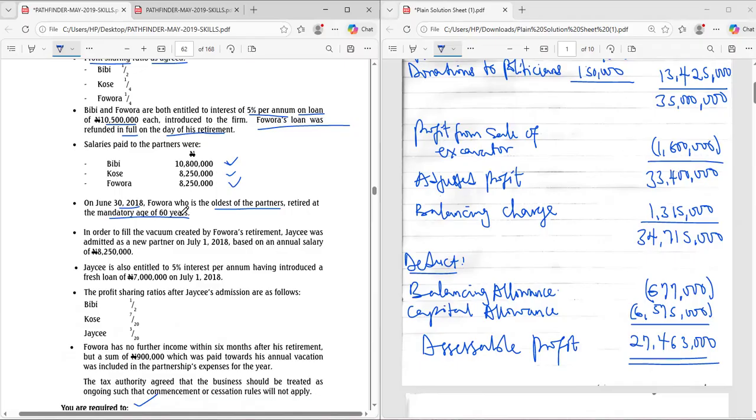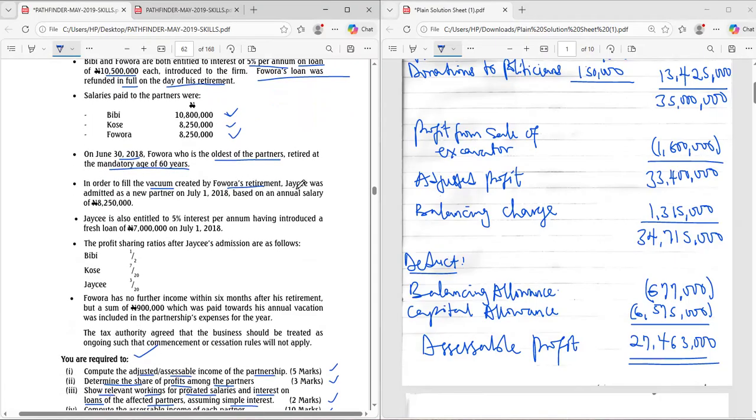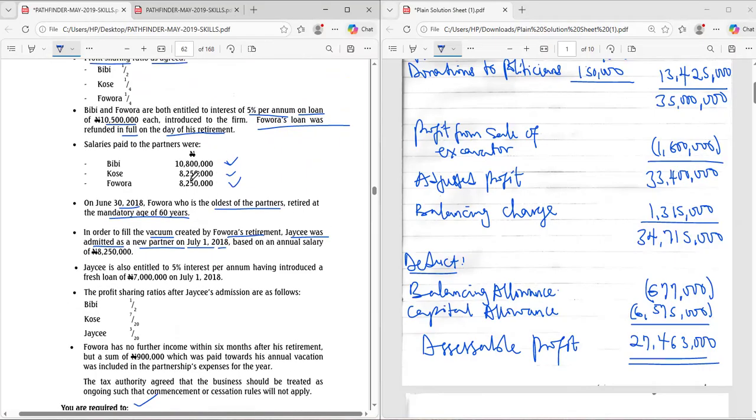You understand now? And I said, in order to fill the vacuum created by Powora's retirement, JC was admitted as a new partner on July 1st, 2018. So one thing you must understand here is that when did Powora retire? He retired 30th June 2018. Don't forget that the accounting year started from January and it ended in December. So it simply means that Powora is only entitled to anything that they make from January to where? June. Then the new person that came on board, JC, will be entitled from July to December because he was brought to replace Powora. You get what I mean?